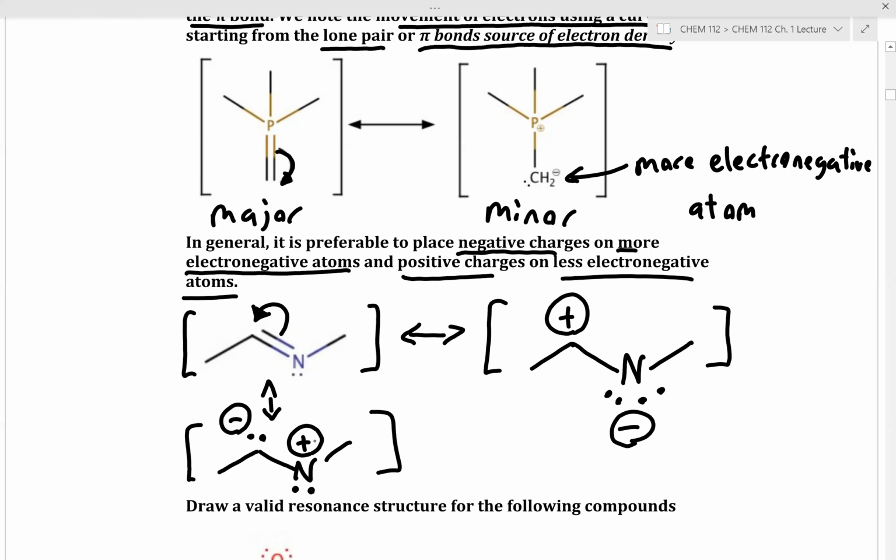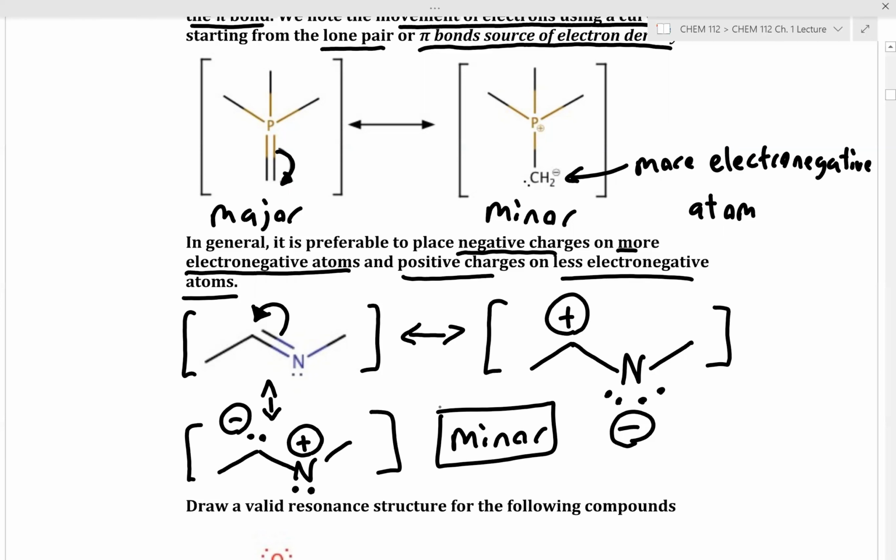Are any of these two resonance structures that we've drawn very good? Do they fulfill the octet rule and do they have small formal charges? Do you think these are very major structures? No, not at all. These two structures are minor because they both violate the octet rule and they have terrible formal charges.